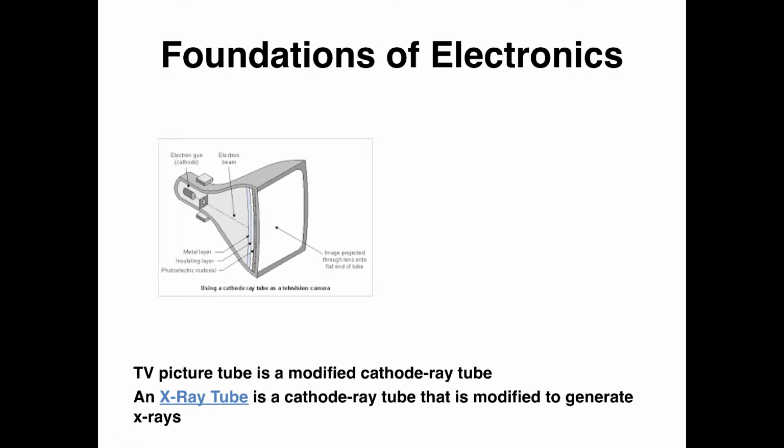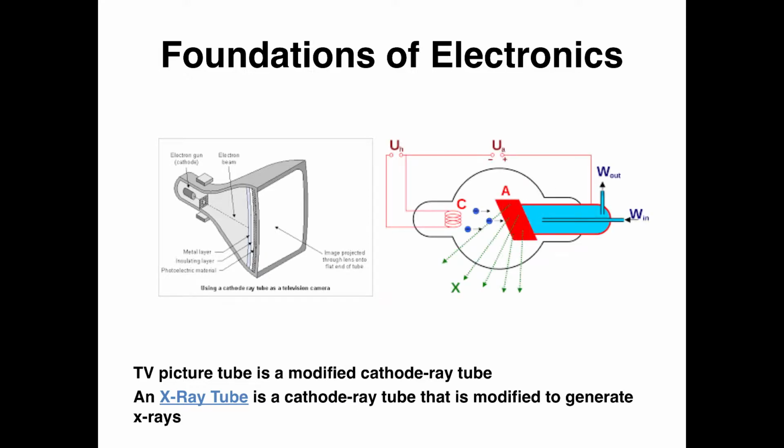An X-ray tube is a cathode ray tube that has been modified to produce X-rays as opposed to electrons. And this is an example of an X-ray tube. The X-rays are produced here and then scatter out in this direction. And the person out here is where you're getting X-rayed.